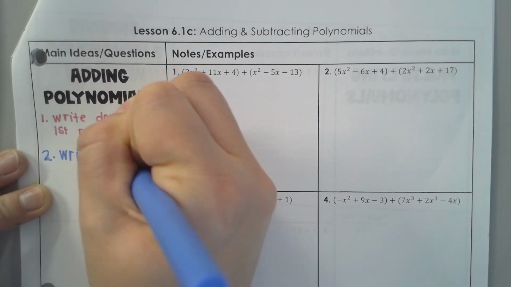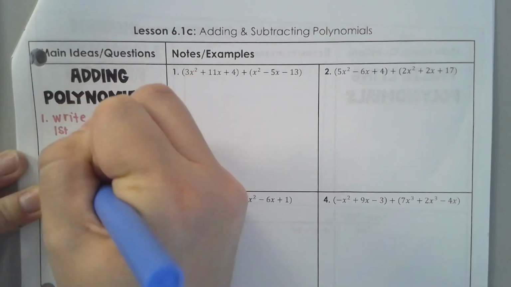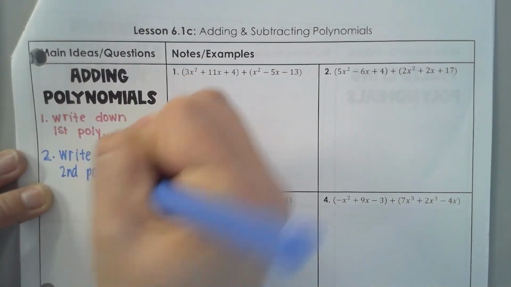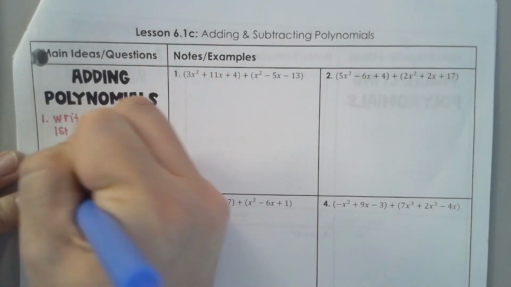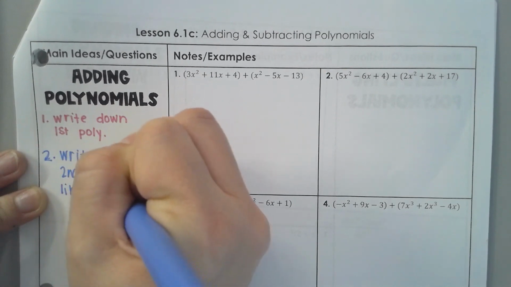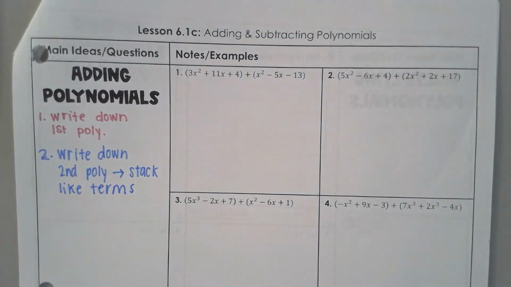down the second polynomial, and we're going to stack like terms. What that means is that when I write my second one, I'm going to write it underneath my first one so that I have x squareds on top of each other, x cubes on top of each other, plain numbers on top of each other, and so on. So let's go ahead and do those two steps.